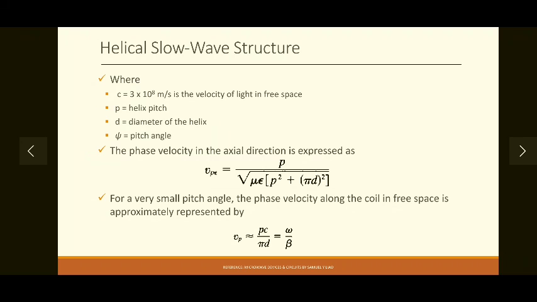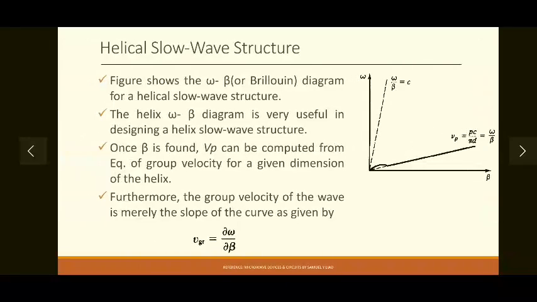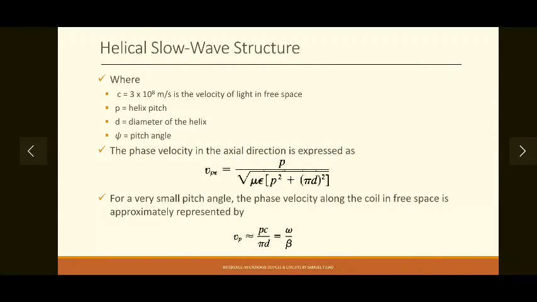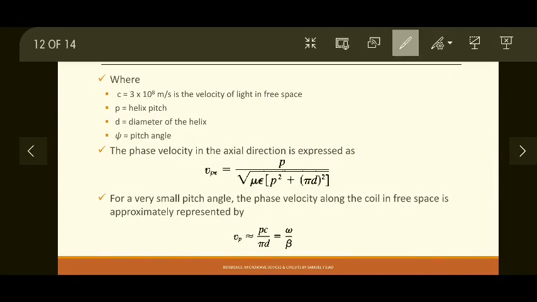The phase velocity in the axial direction is now expressed considering the permittivity and permeability of the medium. In free space we can assume mu 0 and epsilon 0, but we do not always have free space; there can be a different medium also. So considering those, the equation will become like this. The only additional part is these two terms, otherwise the phase velocity is the same.